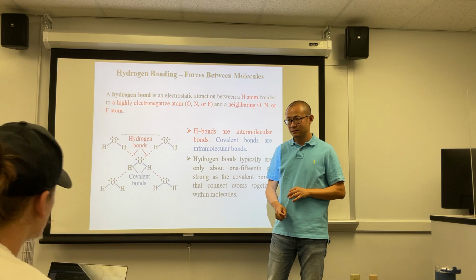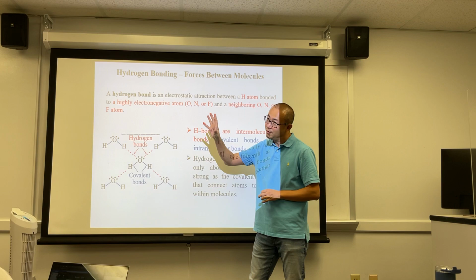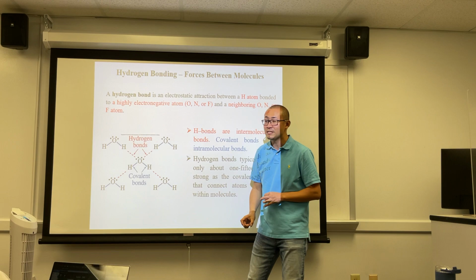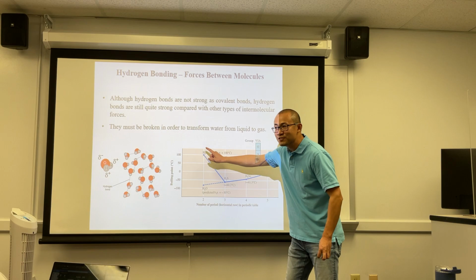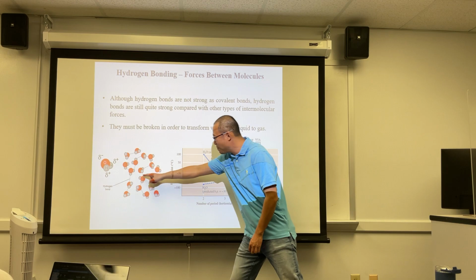So think about it. Because this is strong, it takes a lot of energy to separate. When do we need to separate? When we boil. So that means a lot of energy is needed to boil water. That explains why water's boiling point is so freakishly high. Is that right? Why is that? Because the hydrogen bond is so strong.